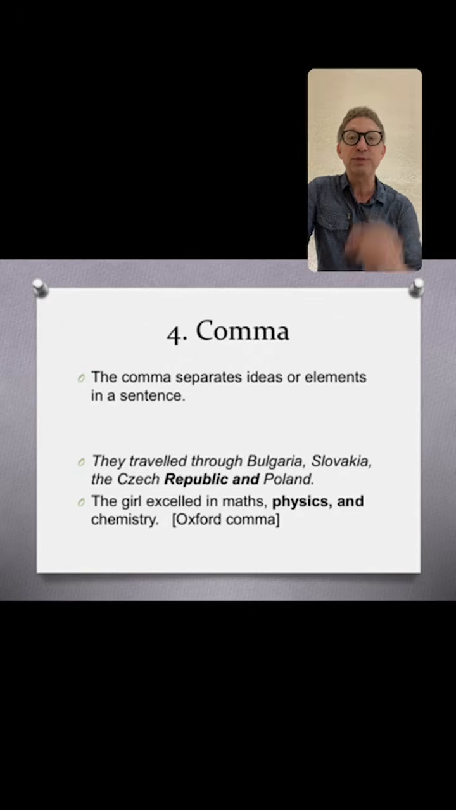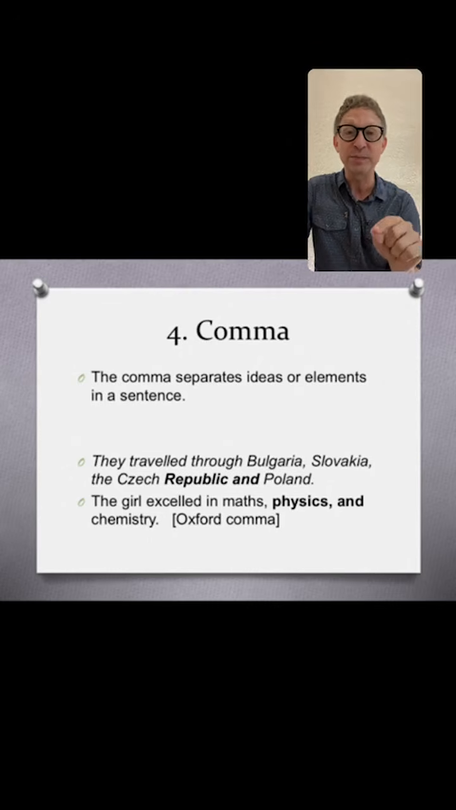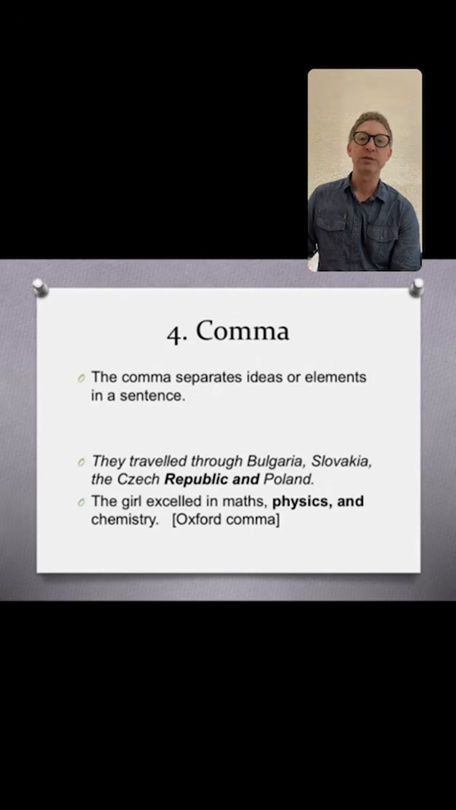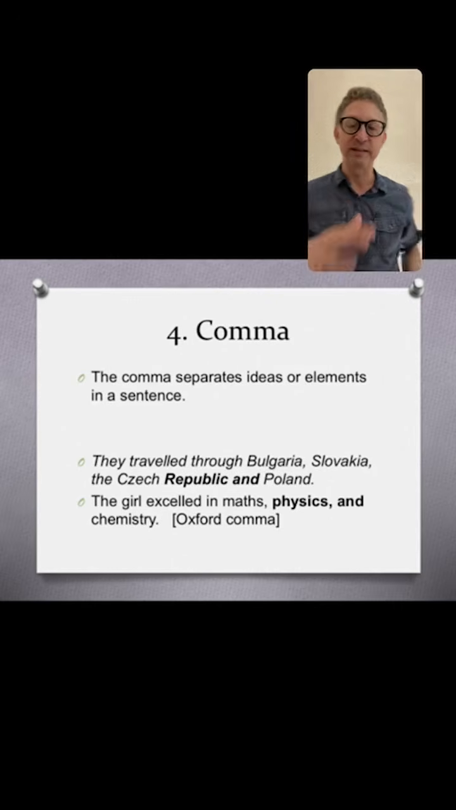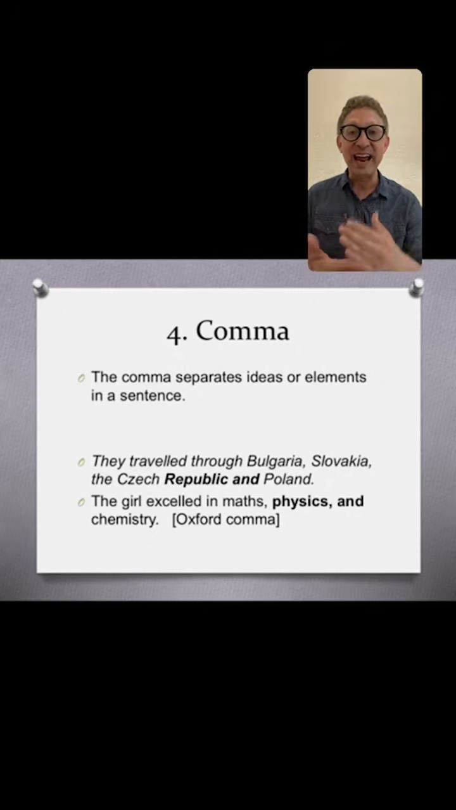So the comma separates ideas or elements in a sentence. So if you're making a list of 3 or more items, then you use commas. So let's take a look. They traveled through Bulgaria, comma, Slovakia, comma, the Czech Republic, and Poland. Now this is interesting. If I just have 2 items, we don't need a comma. We need a comma with 3 or more items. So if I said they traveled through Bulgaria and Slovakia, that's all. No commas are needed. And is sufficient.